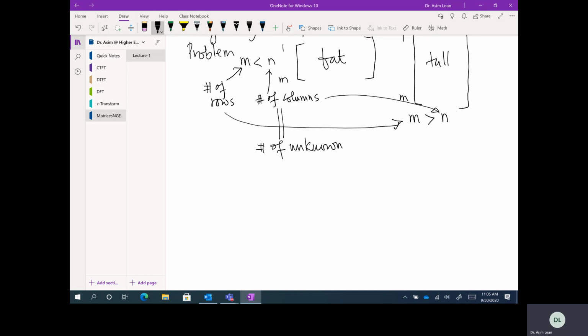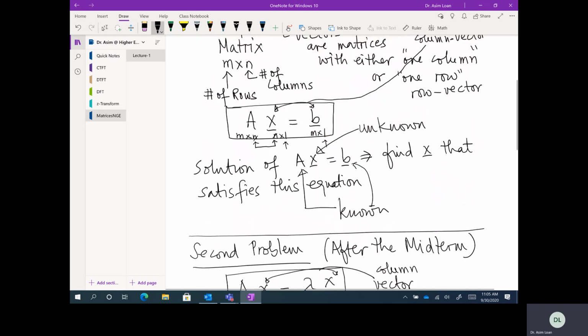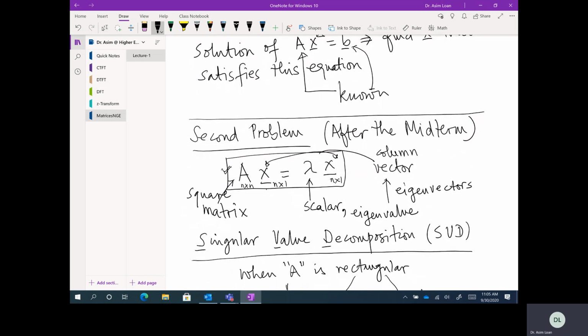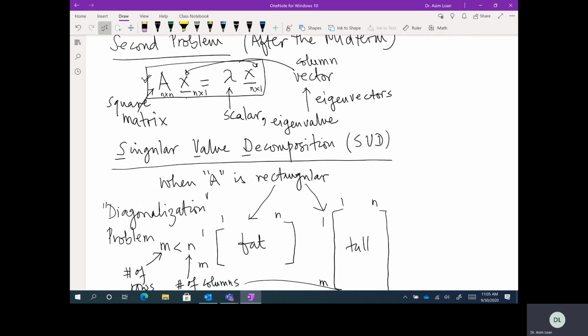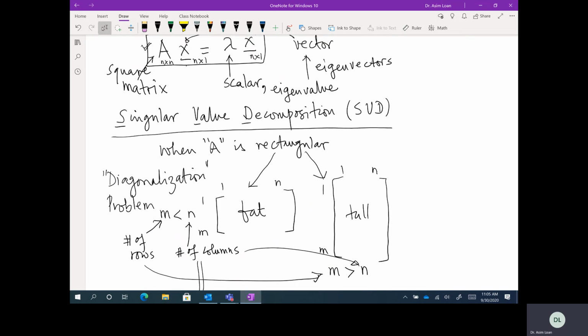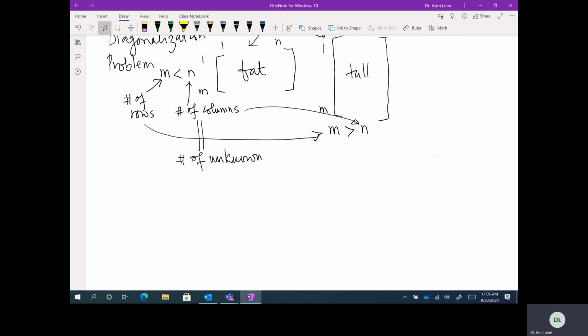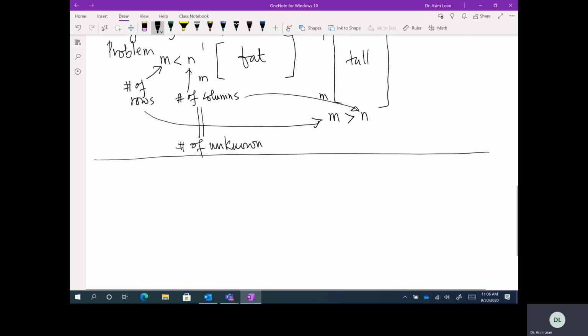All I want to say here is, you have only two problems to solve: either Ax equals b, or Ax equals lambda x. Once you know how to solve these problems, you should have a good grip on your linear algebra tools, and on how to deal with matrices.